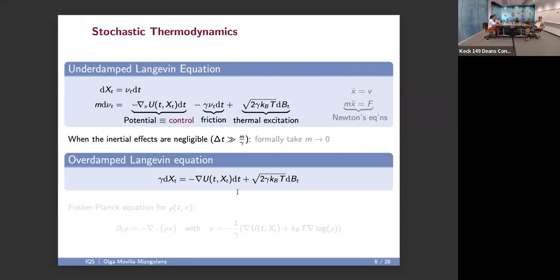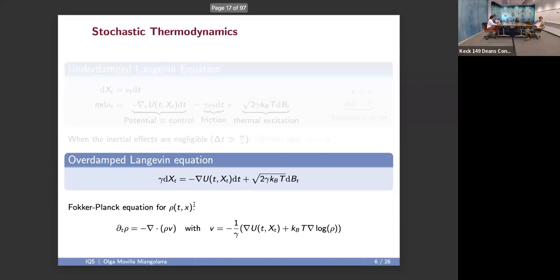But we can have an equivalent description. Instead of looking at these random trajectories individually, we can also look at an ensemble of these Brownian particles. And this ensemble will be characterized by the probability density function, this rho of t of x. This rho of t of x is simply stating what is the probability of finding our particle at time t at position x. This probability density function evolves according to this Fokker-Planck equation, which we have written here as a continuity equation.